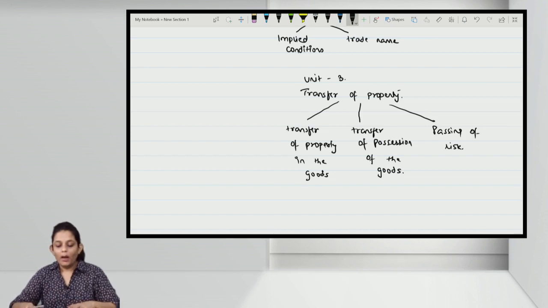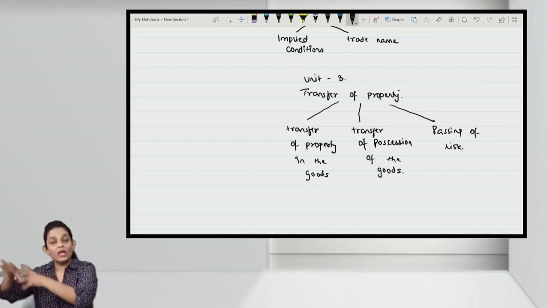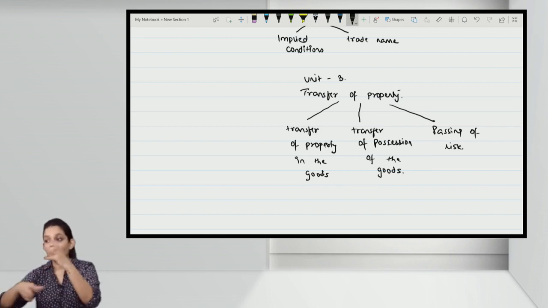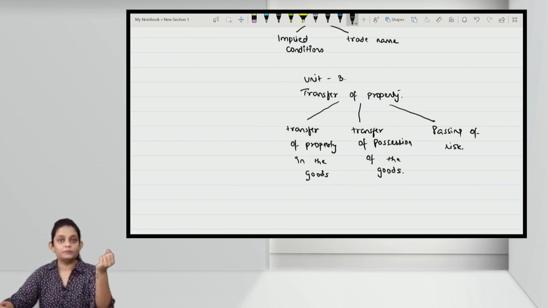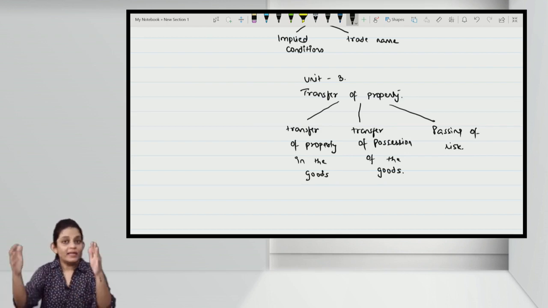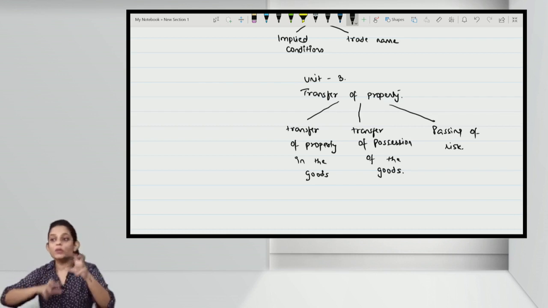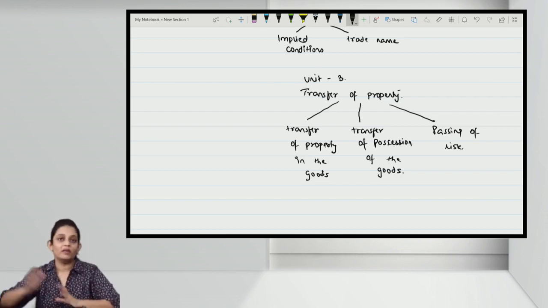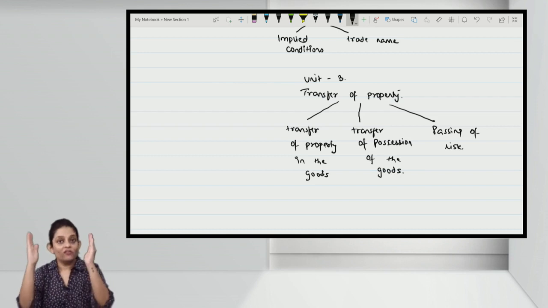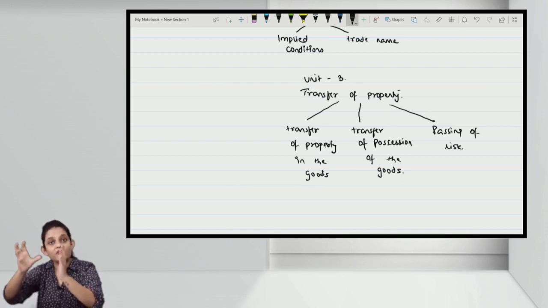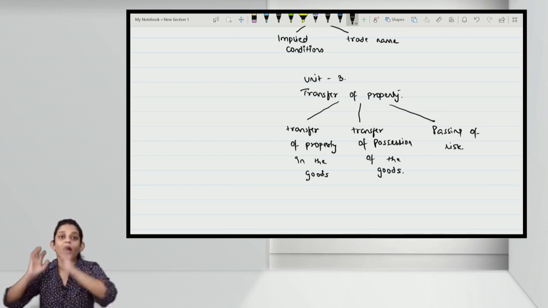Now, because I have written it in this sequence, first property, then possession, and finally passing of risk, doesn't mean this is the order. Please understand, I have written it in a sequence, but that doesn't mean this is the sequence or order in which the property will be transferred. In fact, there is no such sequence at all. There is no such specific order given by law at all.